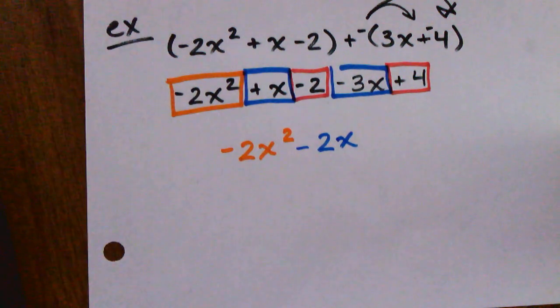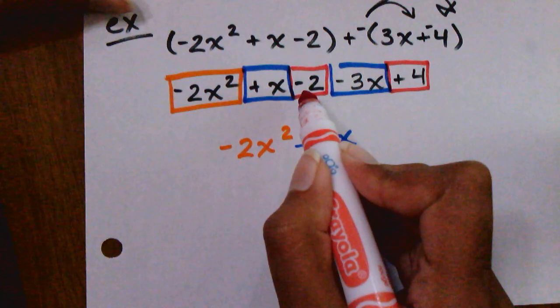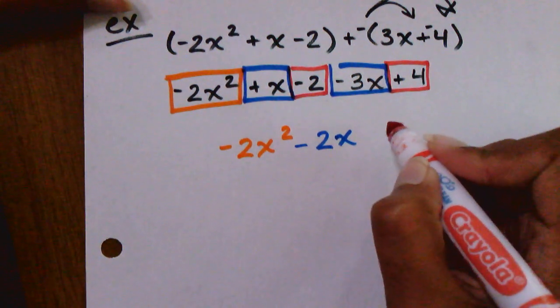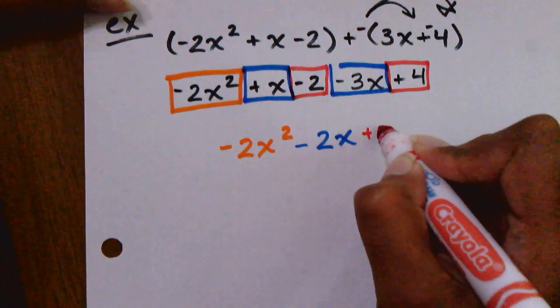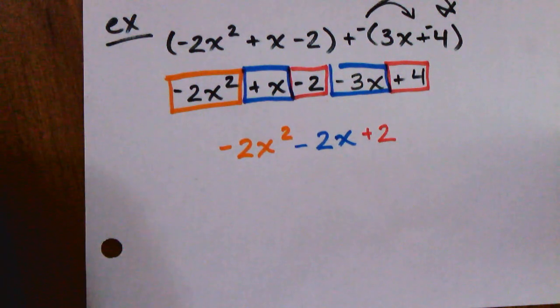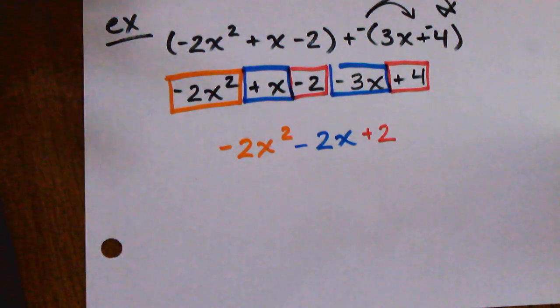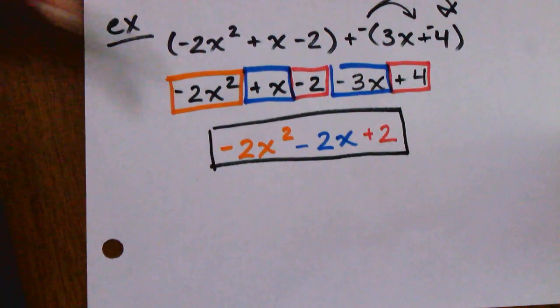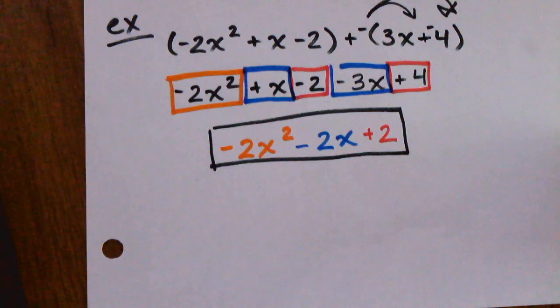And for our constants in red, we have -2 plus 4. So -2 plus 4 will end up with +2. So this is our final answer for our polynomials once we subtract them. Put a box around my final answer and you are done.